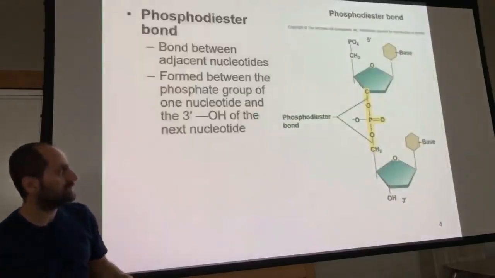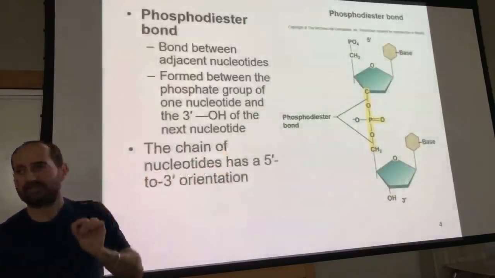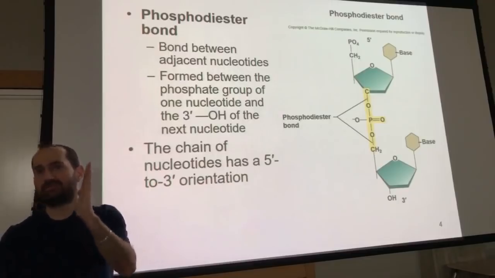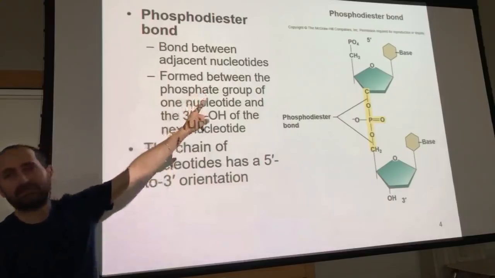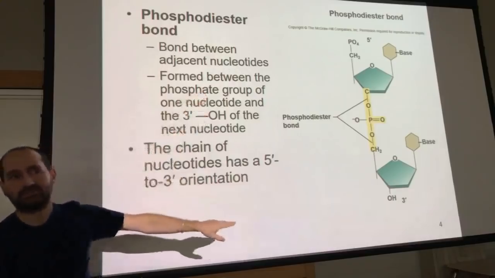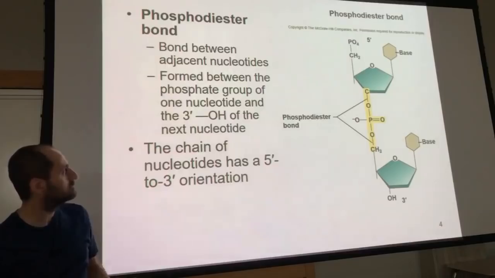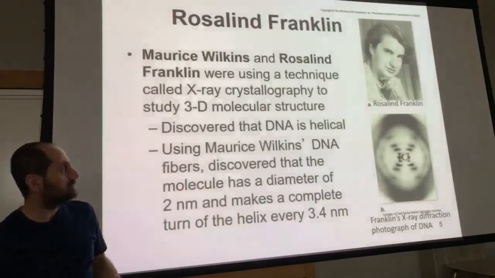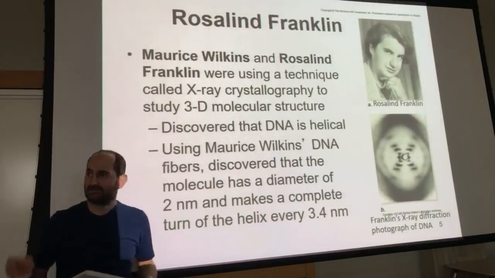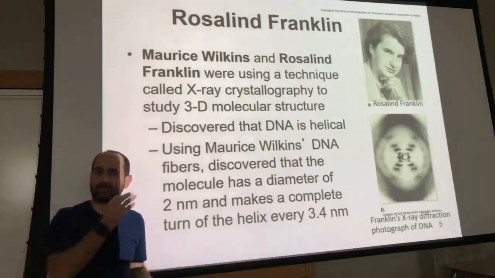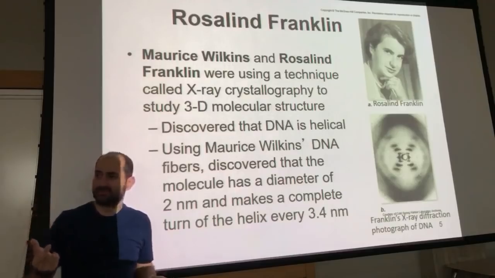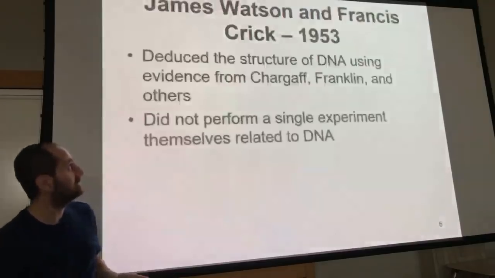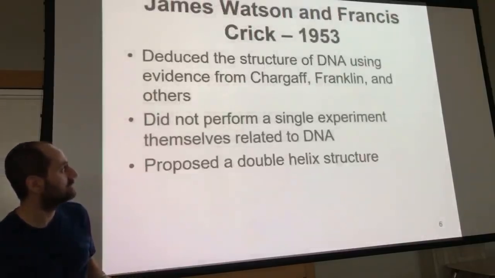You link nucleotides together by phosphodiester bonds. And when you do that, you end up with a linear molecule. DNA and RNA are linear. They have a 5' end with a phosphate group and a 3' end with a hydroxyl. We should know that it was mainly Rosalind Franklin's work and her boss Maurice Wilkins' work that allowed us to understand the structure of DNA. It was not Francis Crick and James Watson.